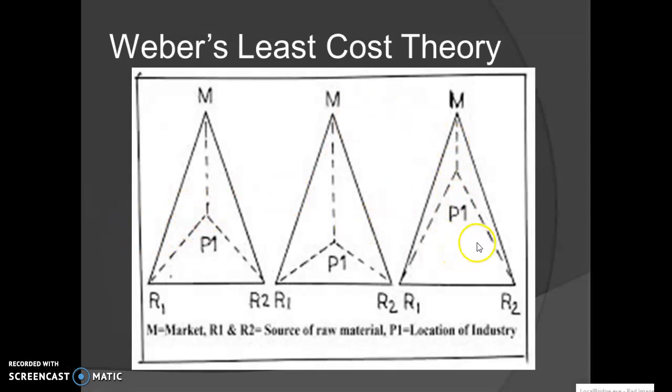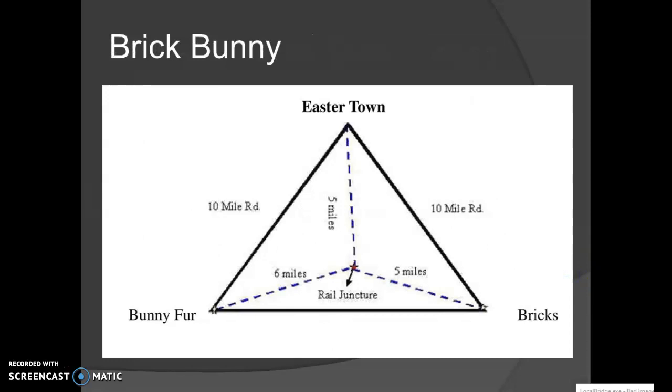The last one is, and I'm just putting it in here for fun because I think it's cute, called the brick bunny. It's weird, but it's a brick bunny. So let's say that I'm going to make bunnies out of bricks. Bricks are heavy raw material. I'm going to make the fur out of feathers. Feathers don't weigh very much at all.